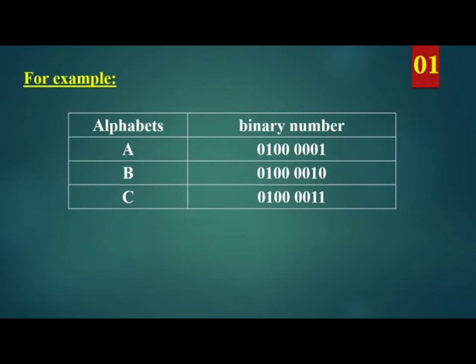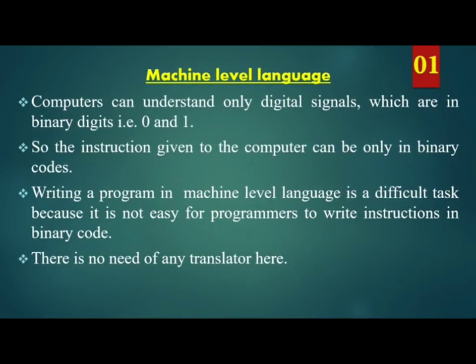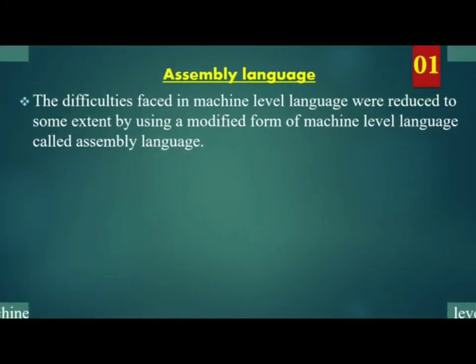Imagine A means 01000001, because it is 41 in hex, I think, in ASCII. So B is another number. Every alphabet has some number. Okay, machine level language: there is no need of any translator here, because the language itself is in binary and a computer needs binary. So there is no requirement of any translator here.